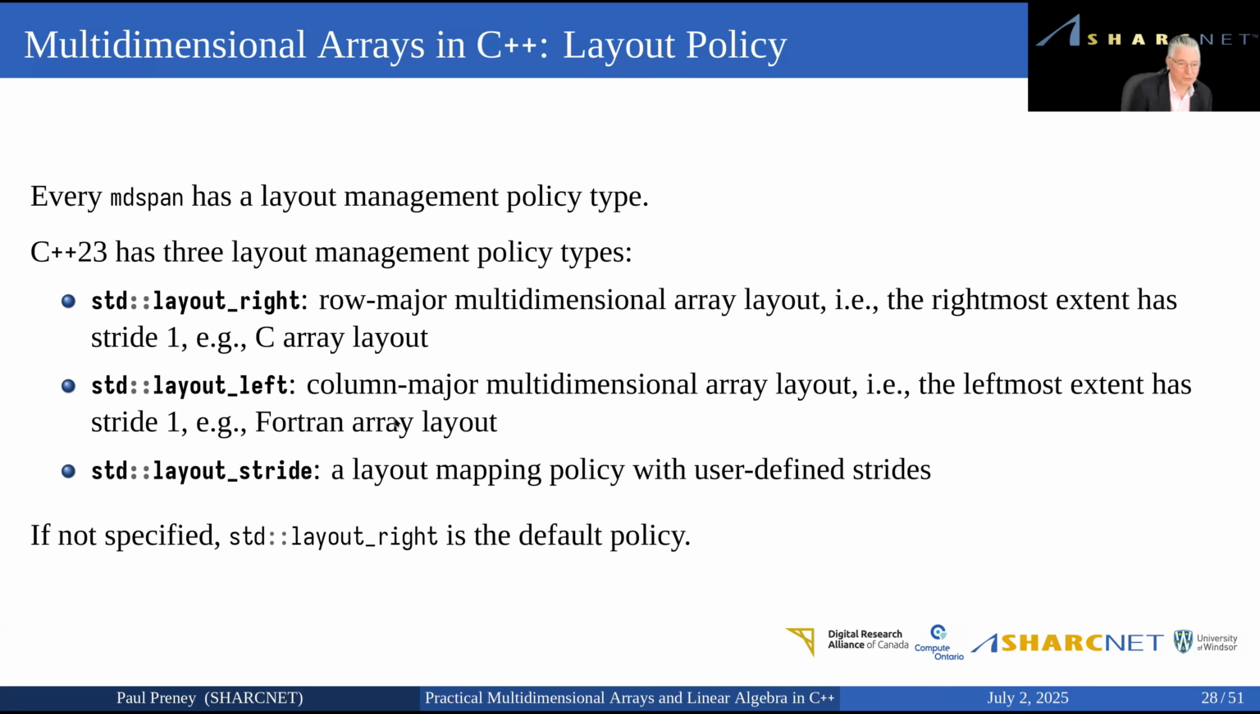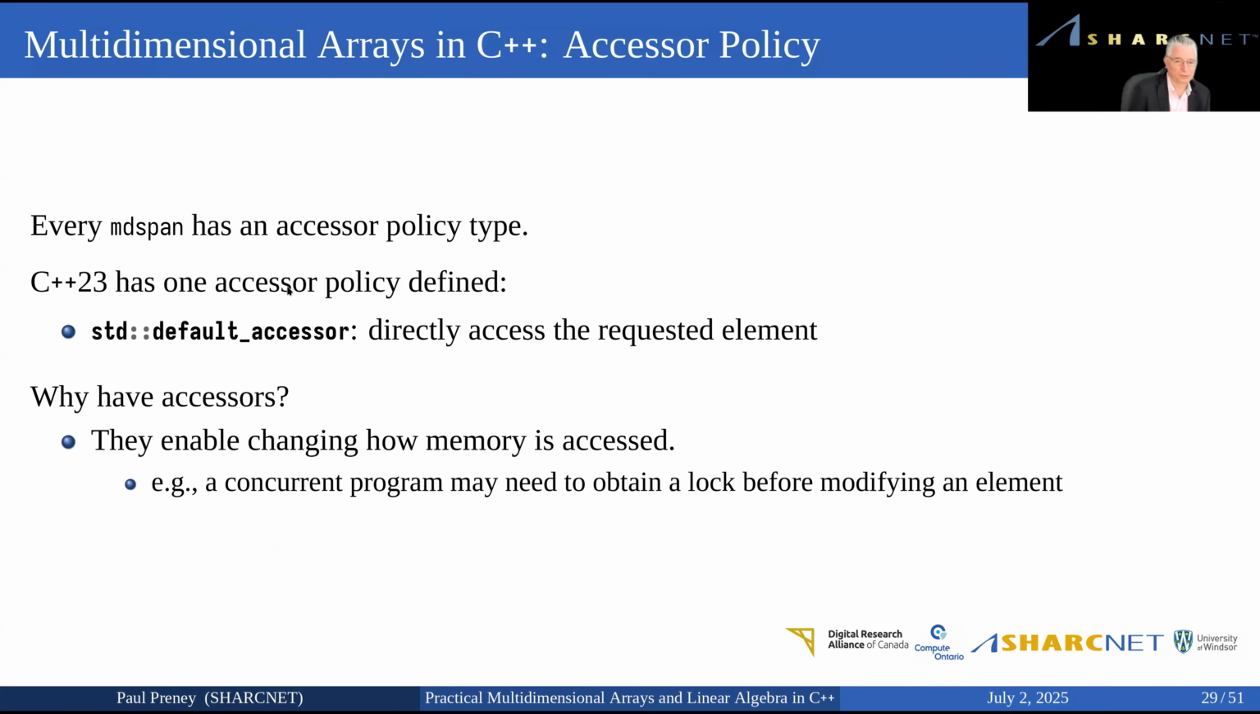The third parameter, you've got 3 choices unless you're writing your own. The layout right, which is the default. Layout left, if you are interacting with Fortran code, that's layout left. Layout stride lets you specify all the strides manually. Probably not using that unless you're doing something very special. Okay. There's one accessor type, unless you write your own, and the default accessor directly accesses things. And again, why have accessors?